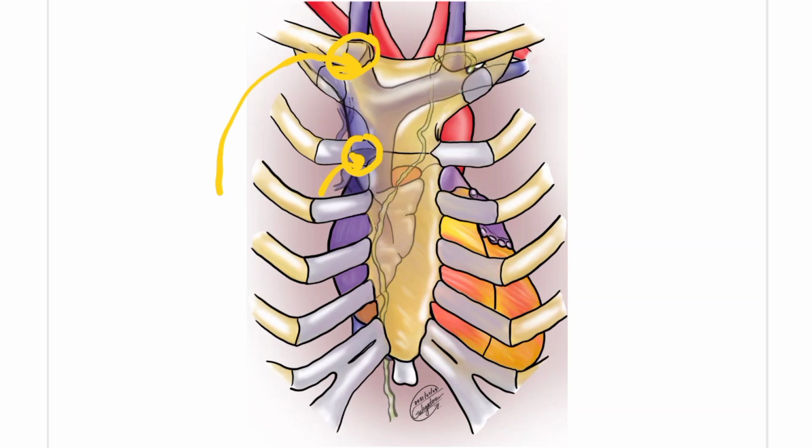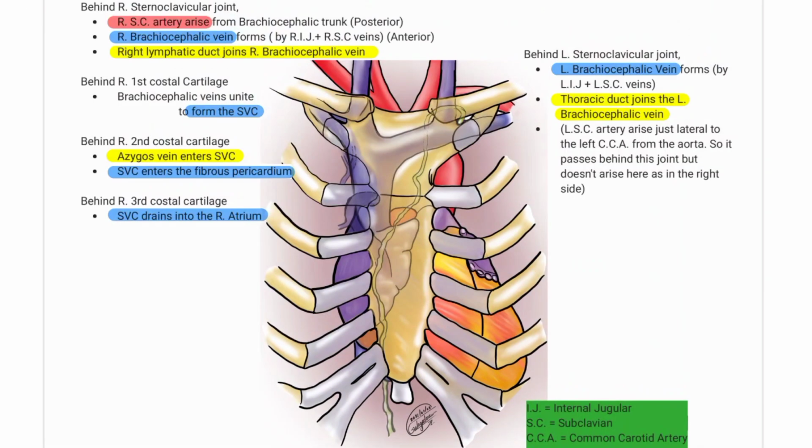And on the left side, we can see here the thoracic duct, and it goes up like this, and it joins the left brachiocephalic vein behind the left sternoclavicular joint. So this diagram summarizes all of that.